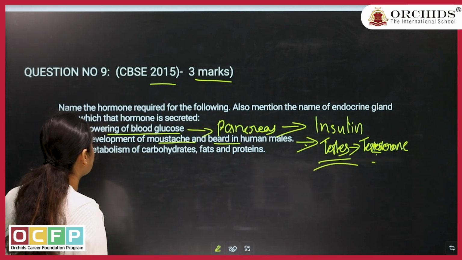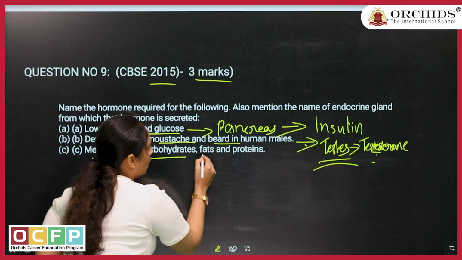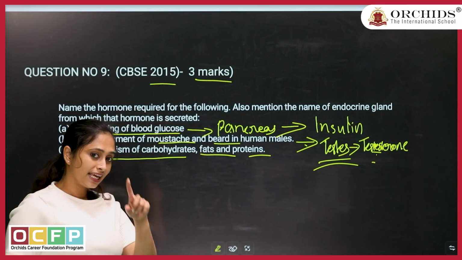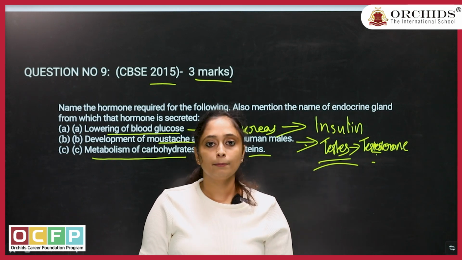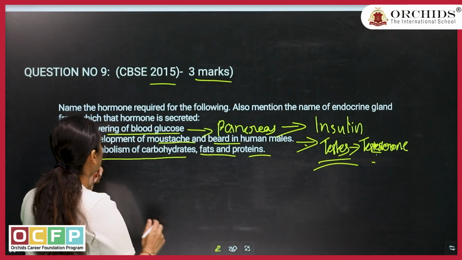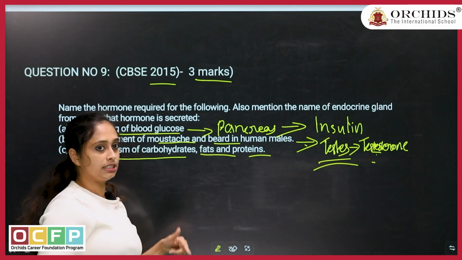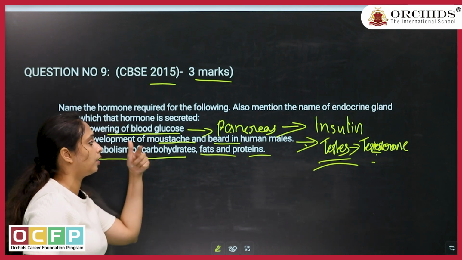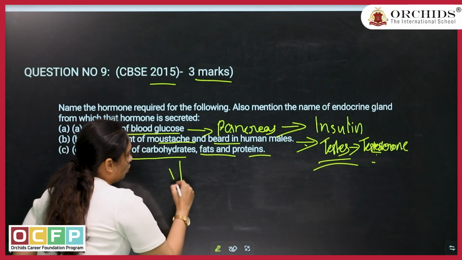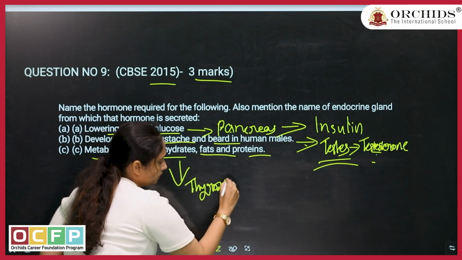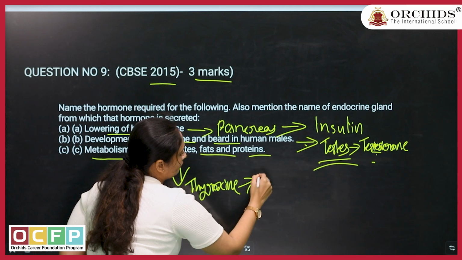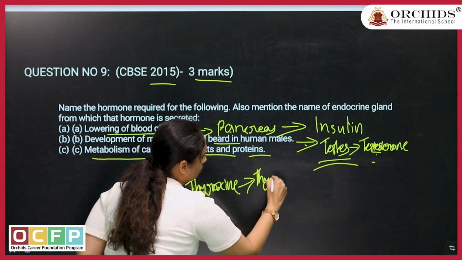Now move to the next question. Metabolism of carbohydrate, fat and protein. We discussed a similar kind of question in the beginning part of the session also. Who will do the metabolic activity of our food items, carbohydrate, fat and protein? That hormone is known as thyroxine, and it is released from the gland called the thyroid gland.